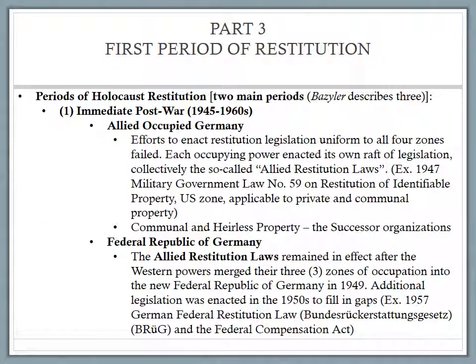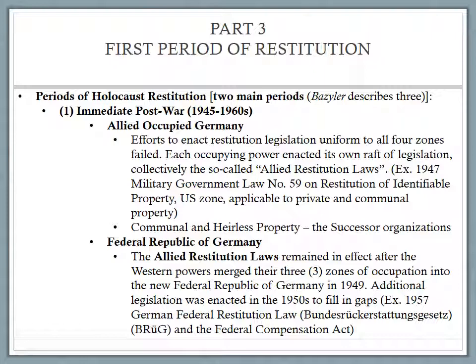Part 3, first period of restitution. We're going to look at Holocaust property restitution as having occurred during two main periods. We're going to collapse the first and second periods that Basler describes into one period, 1945 to the 1960s. And then we'll discuss a second period that occurred between the early 1990s and present day.